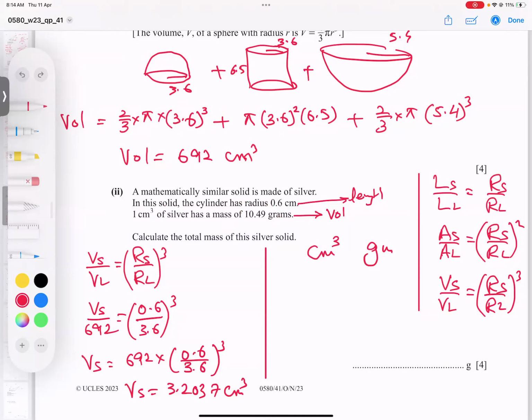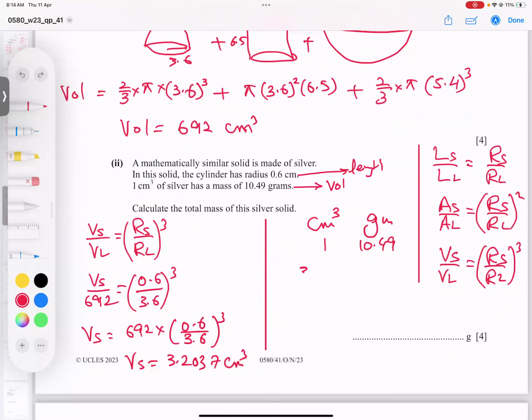Okay, students, what I will do: for 1 centimeter cube, I'm writing here 1, and 10.49, I'm writing here 10.49. And this many centimeter cube, 3.2037, I copy under it, and here G for gram, or just X unknown. Cross multiply. So X times 1 gives X, and this multiplies with that. So simply 3.2037 into 10.49. If we multiply, the total mass we get from here is 33.6 grams. So I believe the idea is very clear. Alhamdulillah Rabbil Alameen. And let's go for the next part.